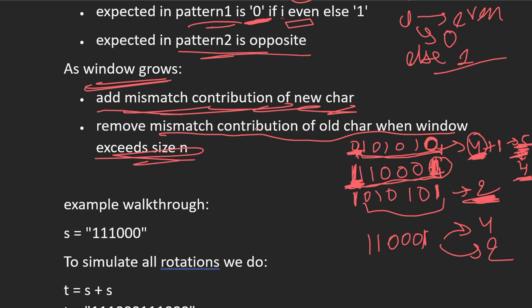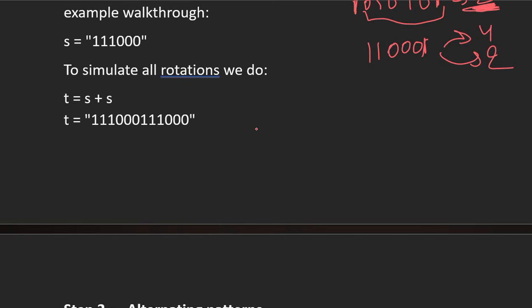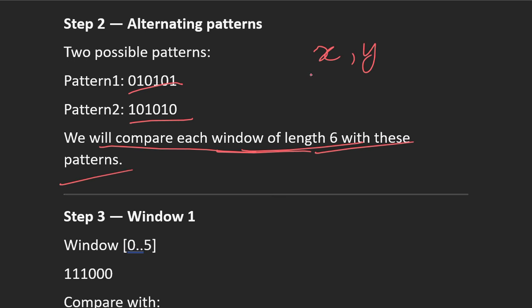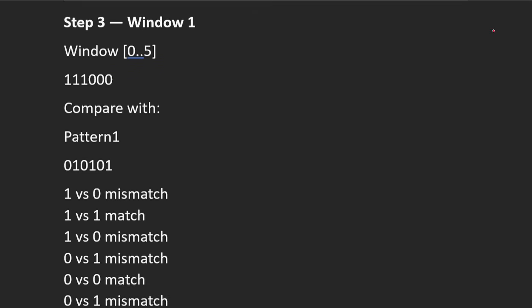So let's see an example to get it more clearly. So we are taking the same string 111000, and to simulate all the rotations, what we have done is we have concatenated the string, right? So now in our step 2, we have two patterns, right? Two possible patterns for string length 6, 0 1 0 1 0 1, this one and this one. And now what we do is we will compare each window of length 6 with these patterns and find how many elements are mismatching, storing those counts and taking the answer as the minimum of these two mismatch counts, right?